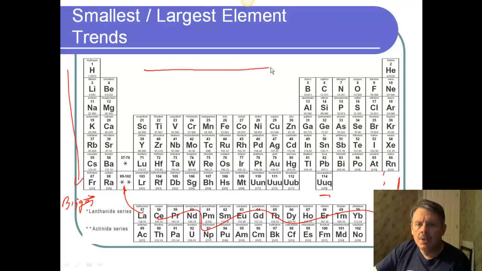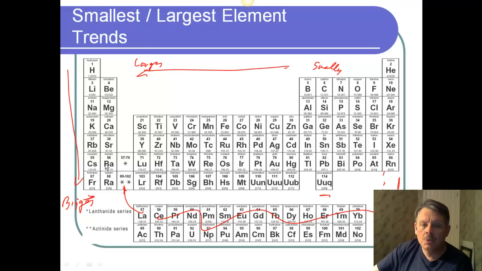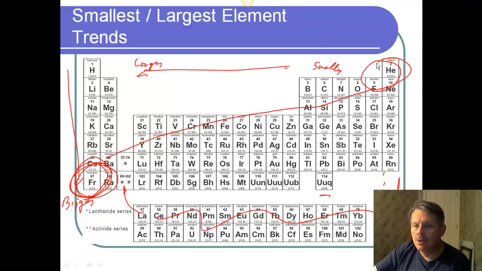As we go across the periods, we get smaller over here. We get larger over here. Right? So as we move right to left, we're getting larger. And as we move top to bottom, we're getting larger. So that tells me the biggest thing has to be down here, which is francium. Where's the smallest thing? It's going to be opposite that, so it's going to be way up here. The smallest one's going to be helium. That's important that you know that. Write it down.